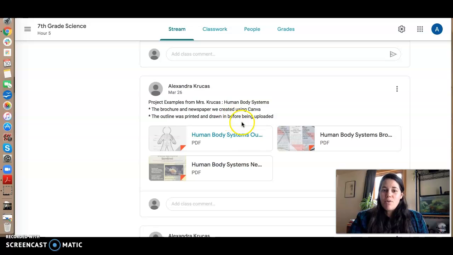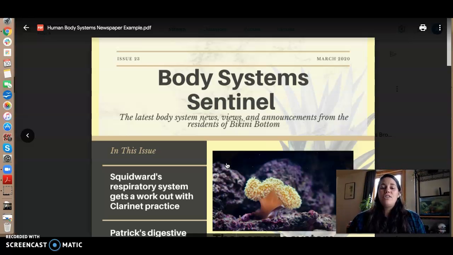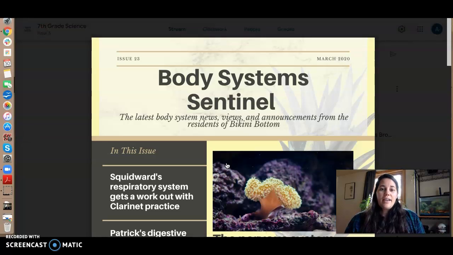Another project example would be creating a newspaper. I used Canva to create this newspaper project. I chose an outline and then I modified it to be my own. I called my newspaper the Body System Sentinel, and it's all about the residents of Bikini Bottom. So it's all about SpongeBob.